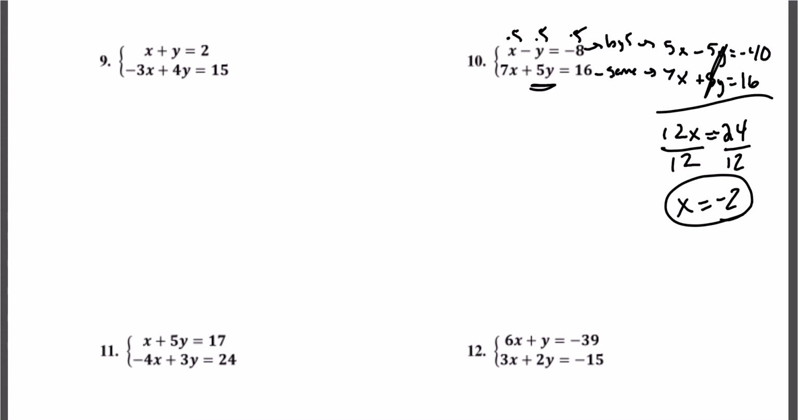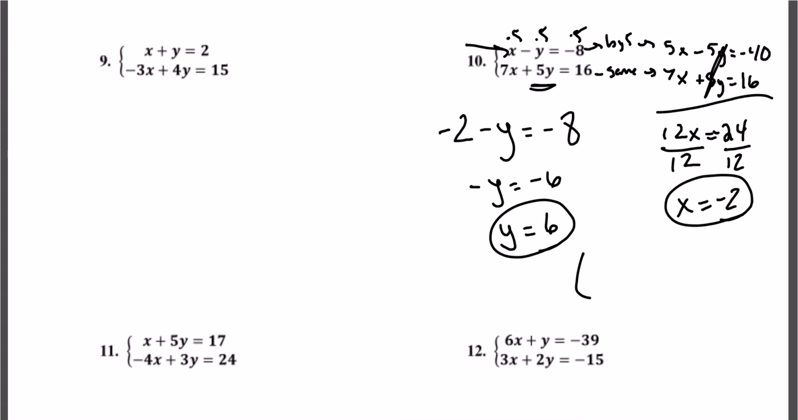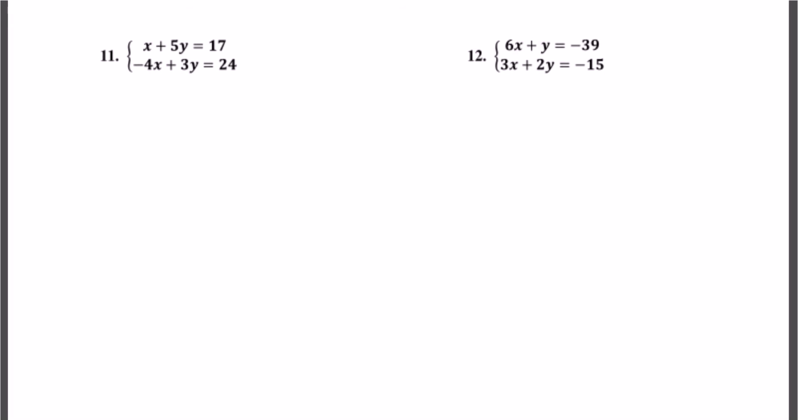I'm going to plug it into the top. Right there. I'm going to say negative 2 minus y equals negative 8. Add 2 to both sides. I get negative y equals negative 6. Divide by negative 1, y equals positive 6. I have an x, I have a y, the ordered pair. Negative 2, 6 is the solution. And that finishes number 10.